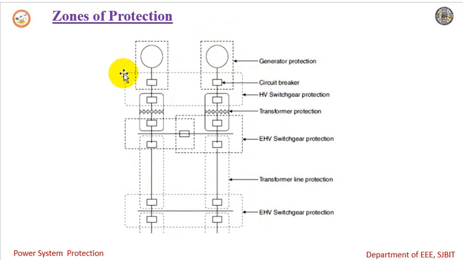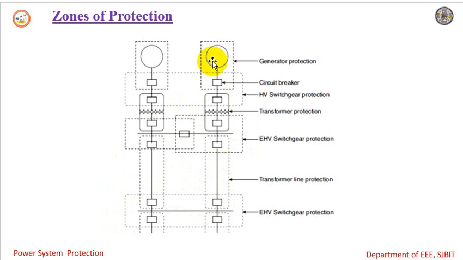Similarly, we have one more zone here. In this zone, the high voltage switchgear, that is circuit breakers, are protected. And here you can see one more zone, where we are protecting the transformers and circuit breakers. So this becomes one zone. Similarly, here there is one zone protecting the transmission lines and the circuit breaker. These zones of protection cover all the equipments in the power system.